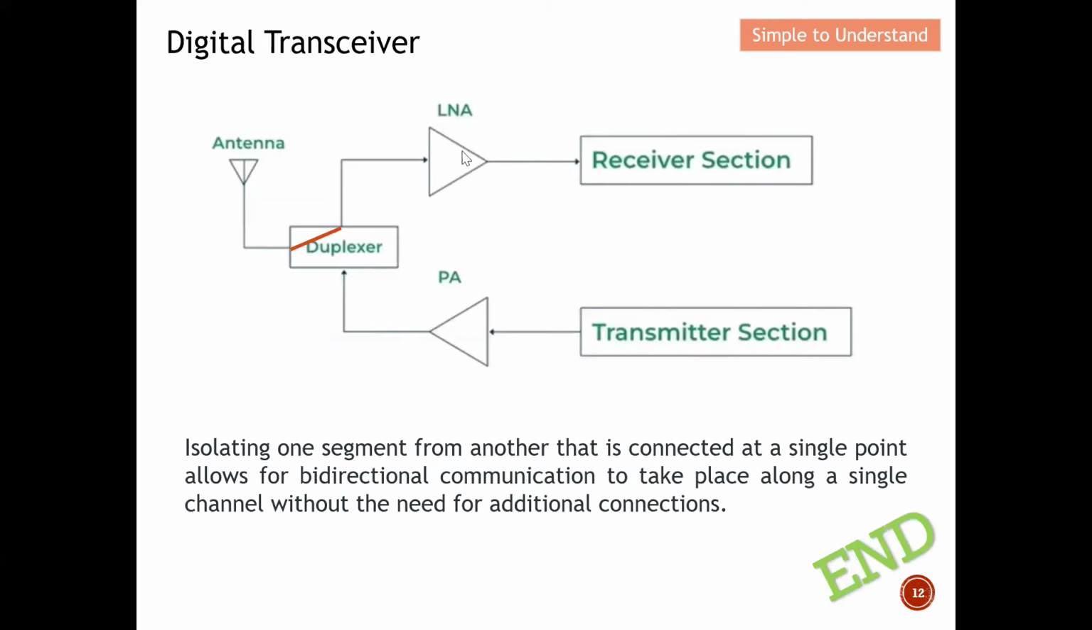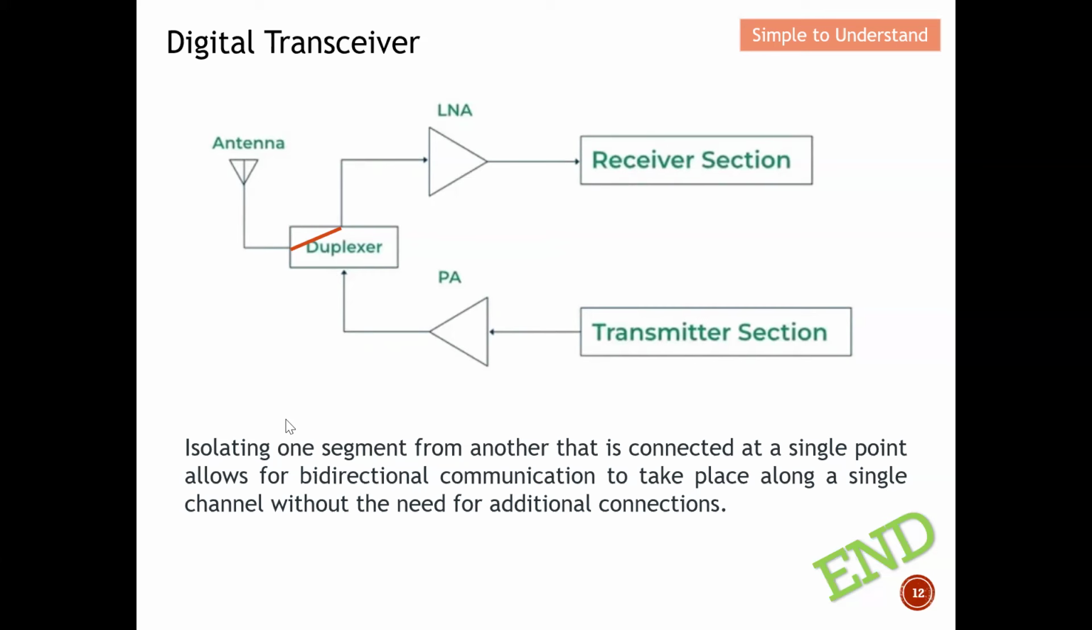This will be my last slide for this video. The digital transceiver, as you can see in this diagram, mainly has the transmission section and the receiver section. Most of the time there is only one antenna, and we have a duplexer. Imagine the duplexer acts like a switch. If we want to receive data, the duplexer will switch to the receiver side, and we will receive the data. When we want to transmit data, the duplexer will switch to the transmitter and the data will be sent out.